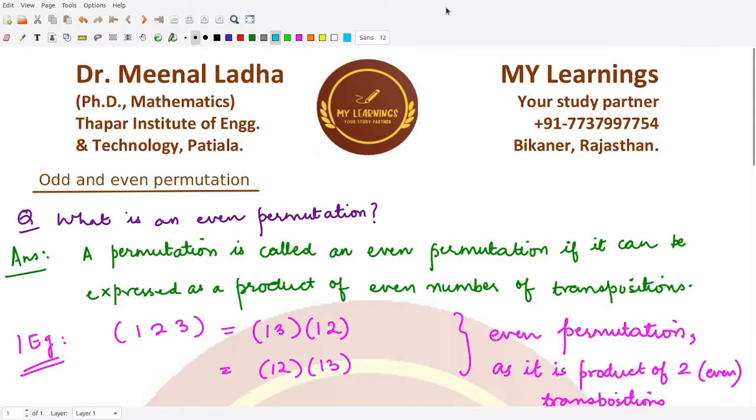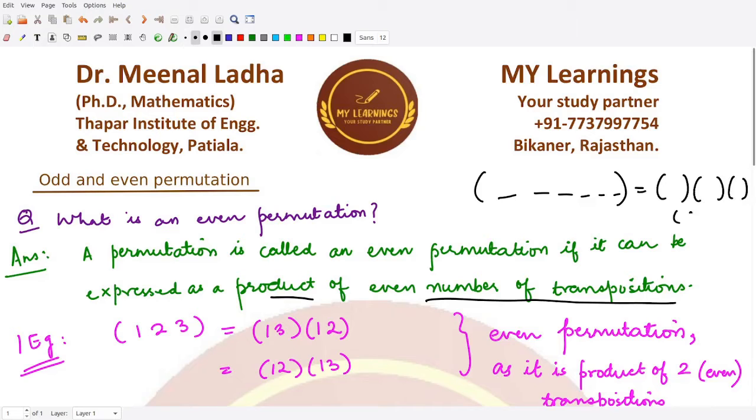In this video, we'll be talking about odd and even permutations. So what is an even permutation? A permutation is called even whenever we can express it as a product of an even number of transpositions. As per our study of permutations, we know any permutation can be expressed as a product of two cycles, which we usually call transpositions.